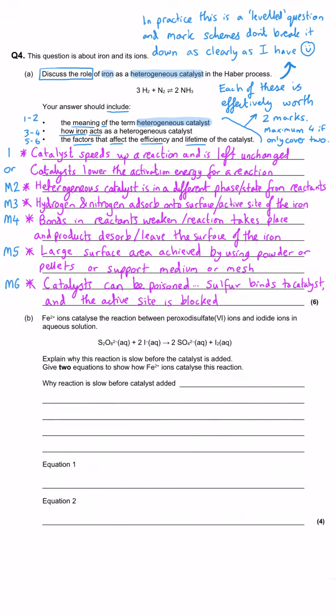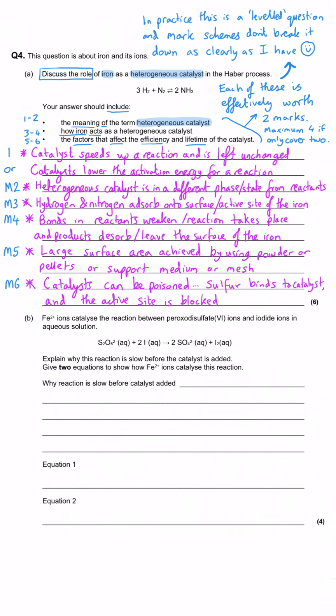And so there are 3 discrete sections to my answer as I've structured it here. Each of those sections is important, and as I said before, we can consider that to be worth 2 marks per section. In part B, we're still with catalysis.